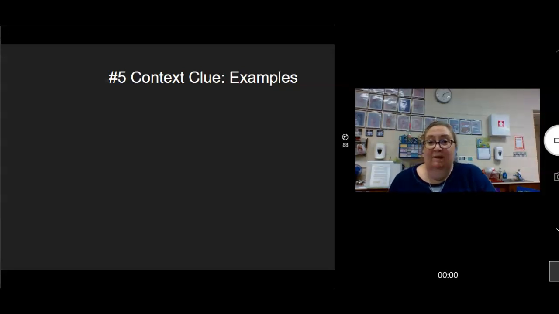All right, so we are back to being word detectives again today. We have looked at lots of different ways that we use context clues, whether it's with definitions or synonyms or appositives or antonyms. Today, we're going to be talking about the fifth kind of context clue, and that's the kind where they use examples.